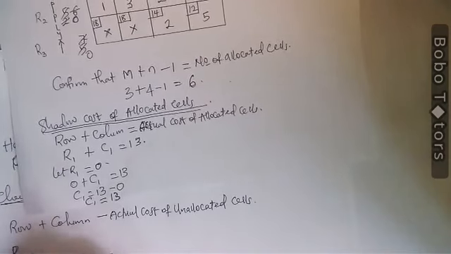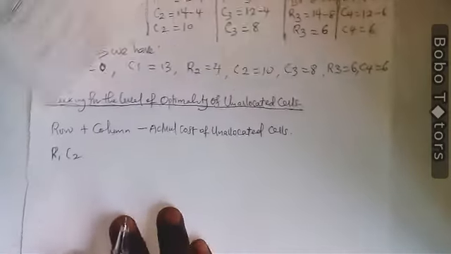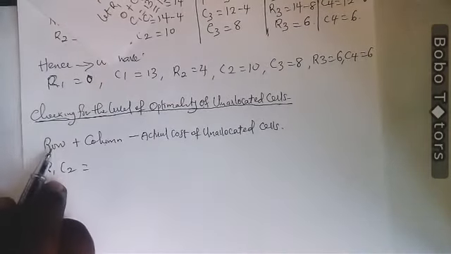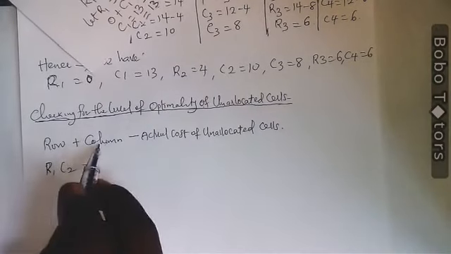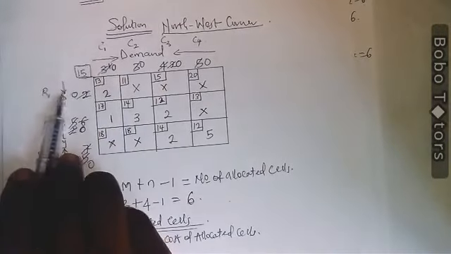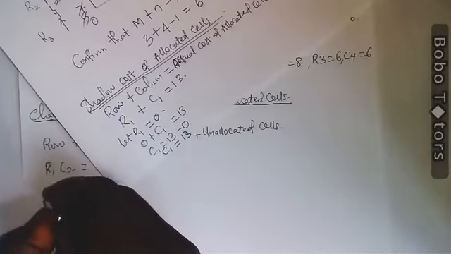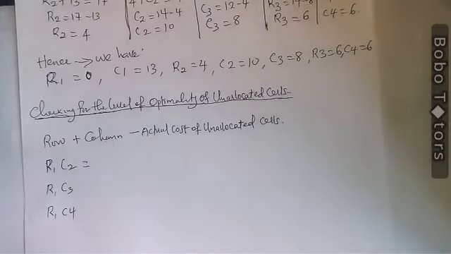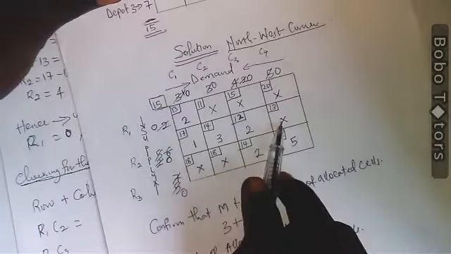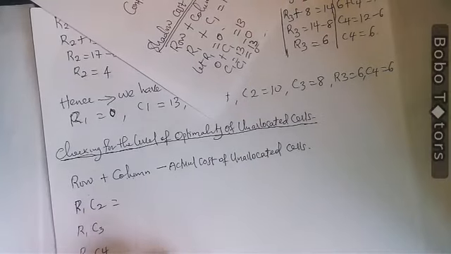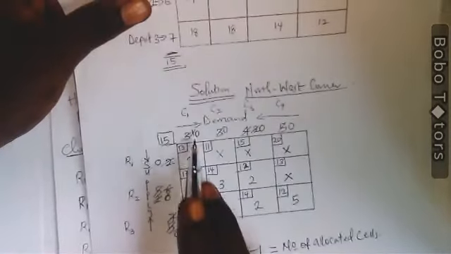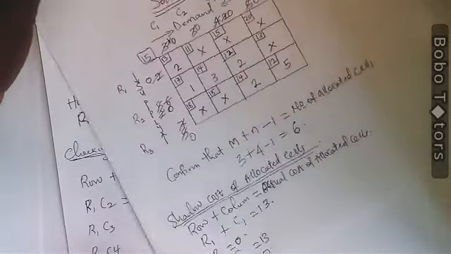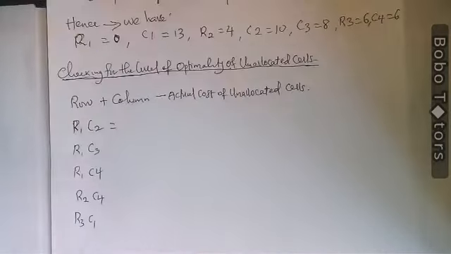Then we have row 1, column 2. And remember, we are using this row 1 plus column. So we also have row 1, column 3 and row 1, column 4. Those are the unallocated cells. We also have row 2, column 4. We also have row 3, column 1 and row 3, column 2.